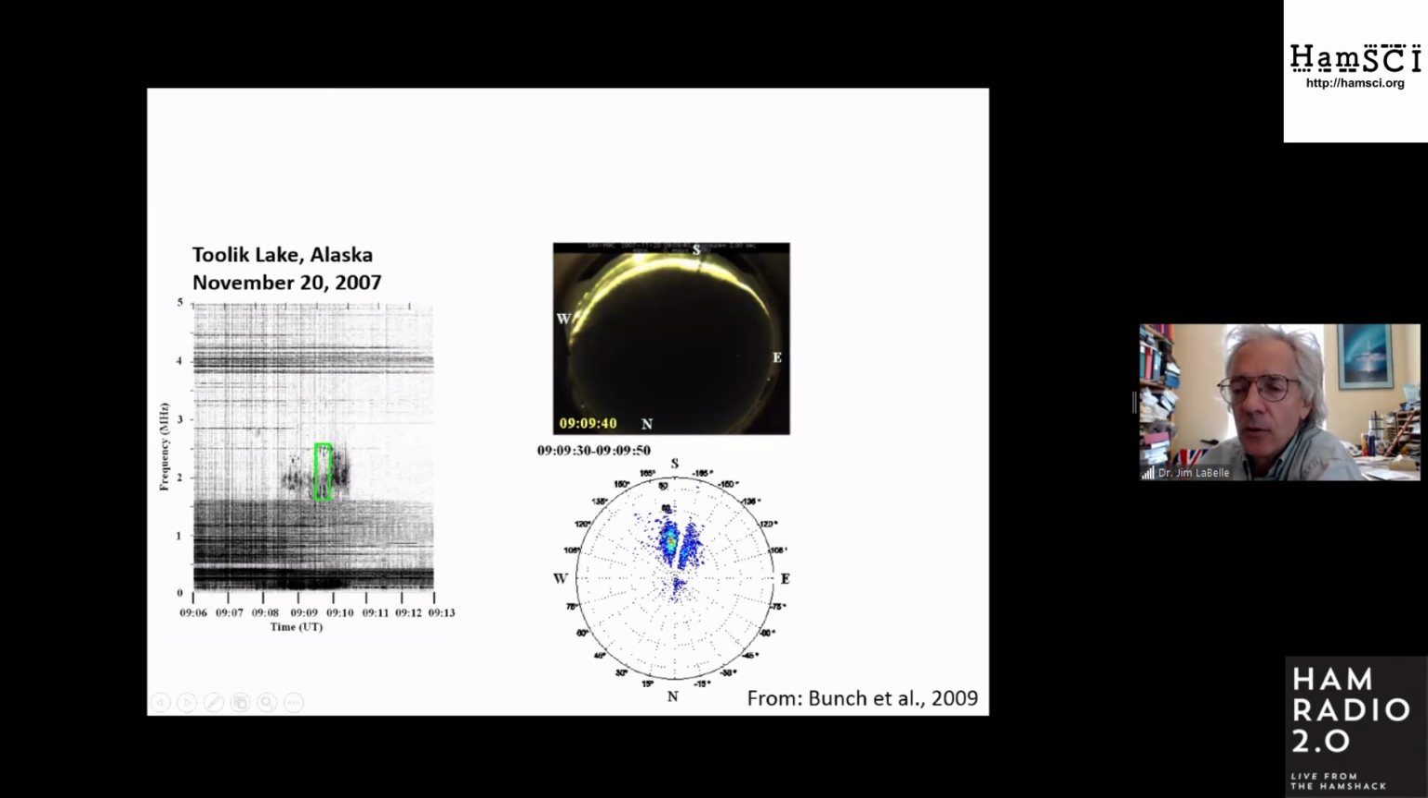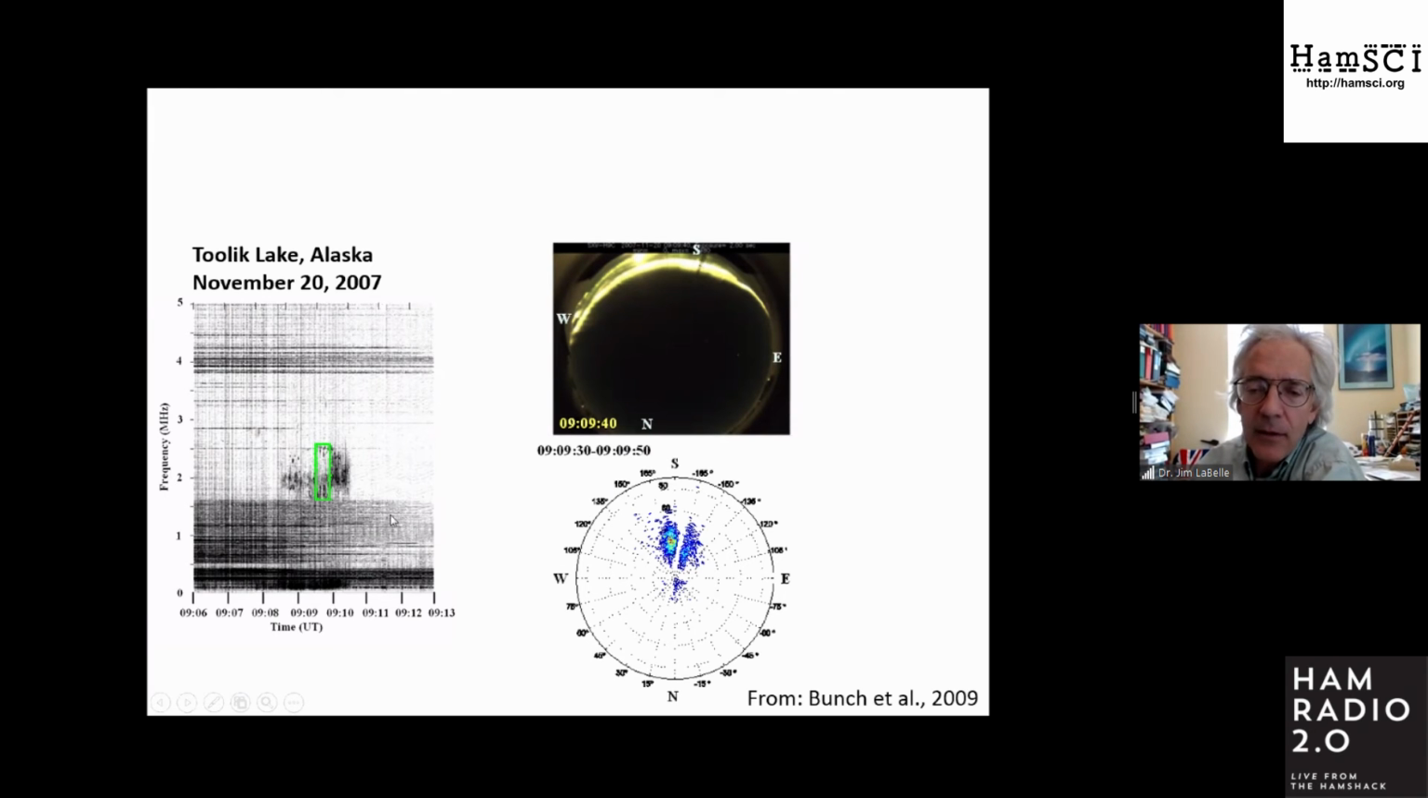So we were able to do direction finding. What's shown in the right-hand plots here, first of all, in the upper plot, is an optical all-sky camera view of the aurora from this Toolik Lake site in northern Alaska. South is at the top. You see this bright auroral arc that stretches across the sky from west to east, and it's just in the act of brightening. This is right at the start of an auroral substorm, and the arc has brightened.